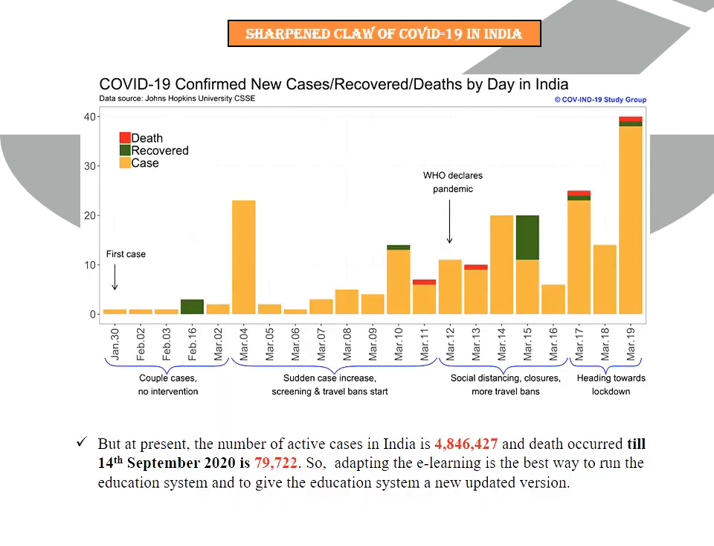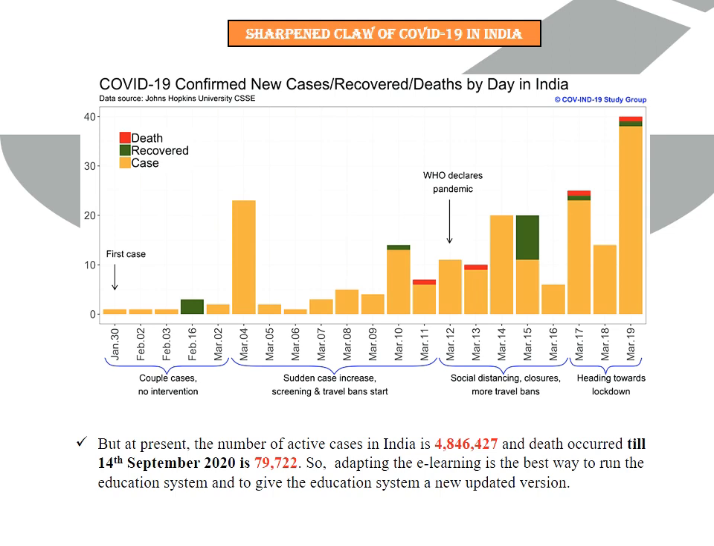If we see the whole scenario during the COVID-19 pandemic situation in India, we can see from this graph the COVID-19 confirmed new cases, recovered and deaths by day in India. We can see the statistics till 19th March 2020, and the number of cases has increased. And if we see the present statistics, the number of recovered patients has also increased.